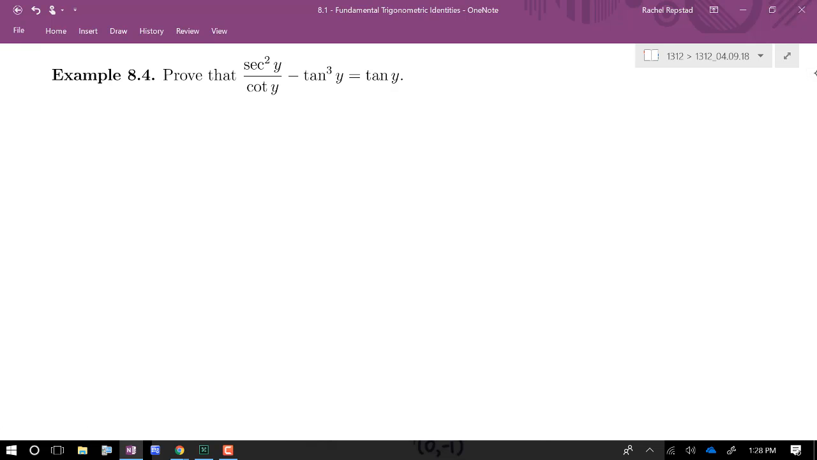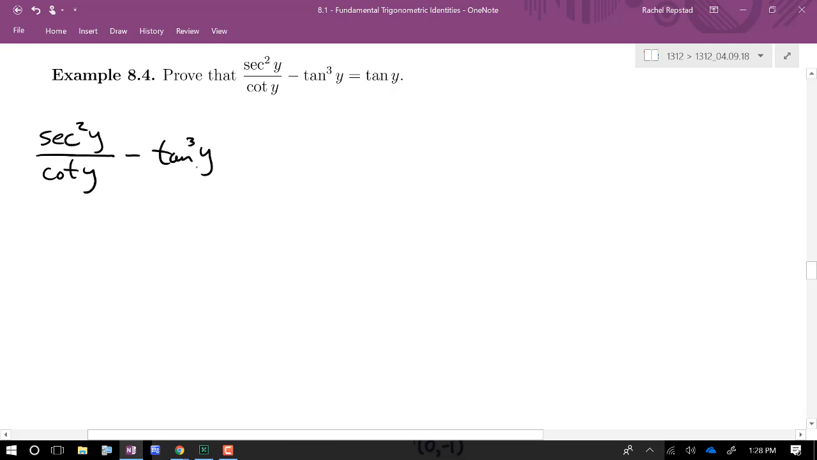Another prove the identity problem. So we have to pick a side to start on. What do you think about this one? How about the side that has all the stuff on it. So that means secant squared y over cotan y minus tan cubed y. I can't say it's equal to tan y yet, but we're hoping to get there.